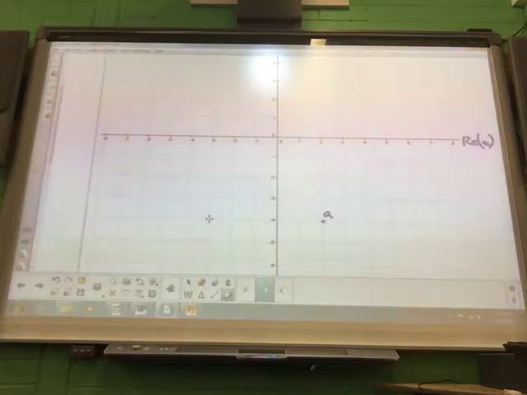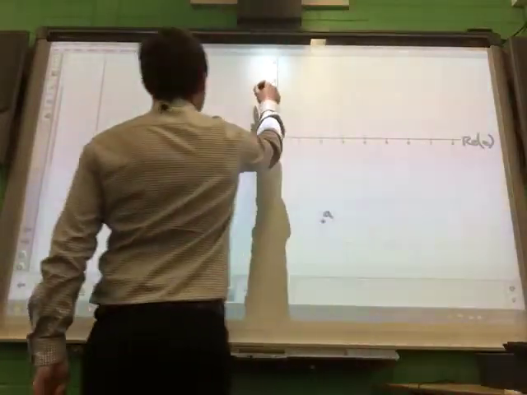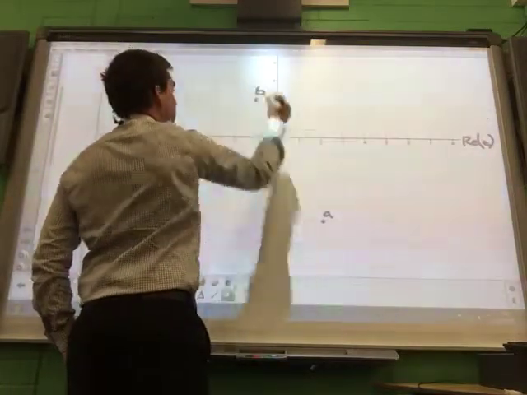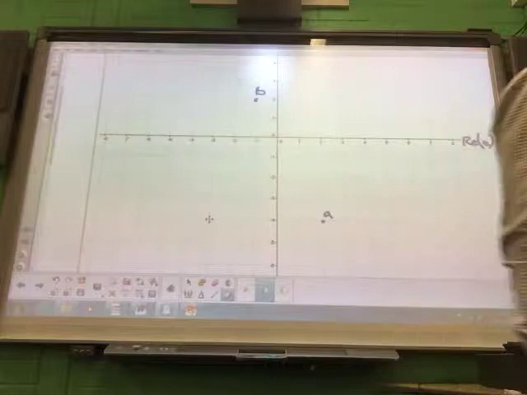Right, B, which is w, -1 plus 2i. So we treat the real part on the horizontal and the imaginary part on the vertical. So -1, 2, the real and the imaginary part in order, and that's going to be that point there, B.